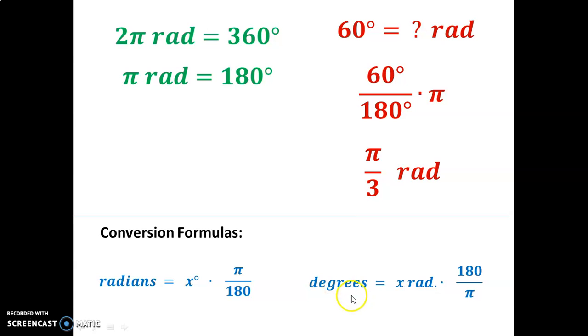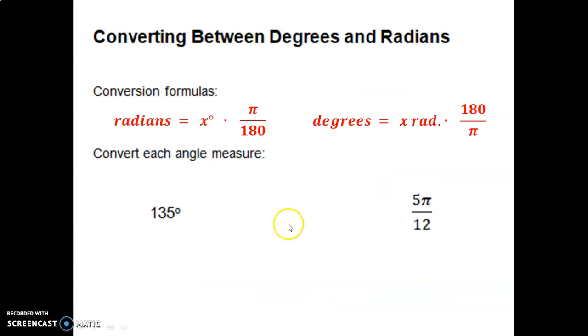If we want to convert from radians to degrees, we can just take the number of radians and multiply by 180 over pi. So remember that to get radians, we multiply the degrees by pi over 180, and vice versa for finding degrees. Let's try that here. So there's the two formulas again. Try to convert this angle to radians and this one to degrees.